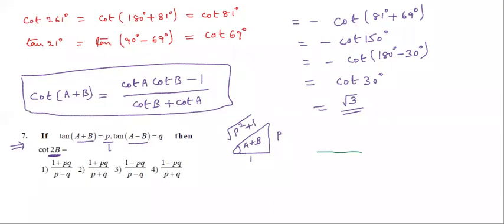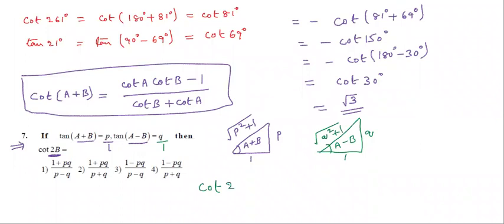Now go to another angle. What is that? A minus B. This is A minus B. There also tan of A minus B value how much given? Q. That is Q by 1. Opposite side by adjacent side. Here will come Q square plus 1. We know that angles A plus B and A minus B. We don't know 2B angle. So how to do that?